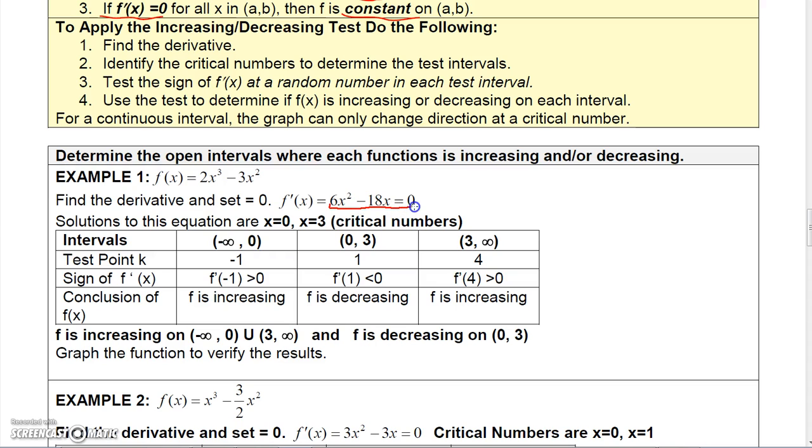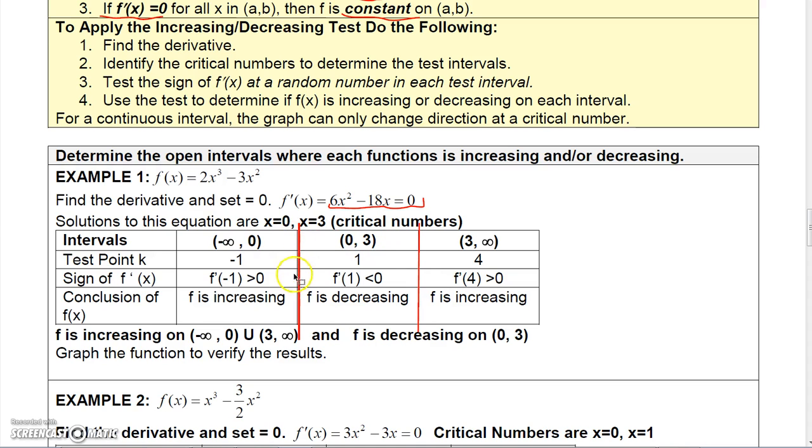Step 2, identify the critical numbers. So set it equal to 0 and solve it. Now I'll leave you to do the algebra here, but I found that if x is 0 or if x is 3, then the derivative is going to equal 0. So these are the 2 critical numbers. And then I want to test intervals. So right here what I did is I basically took the number line, or the x-axis, and I'm going to break the x-axis up at these values. So here I'm going to break the x-axis up at 0 and 3.